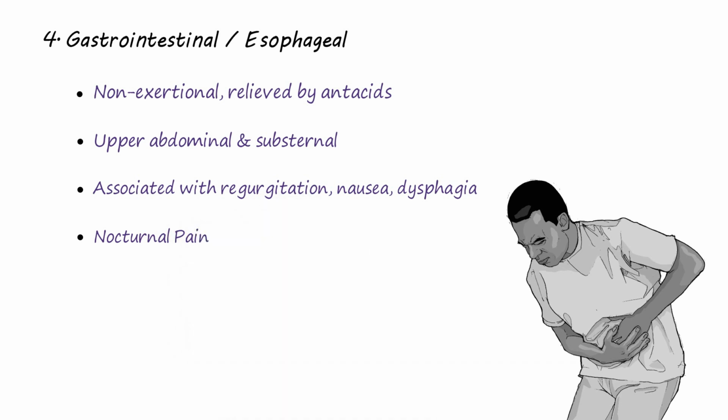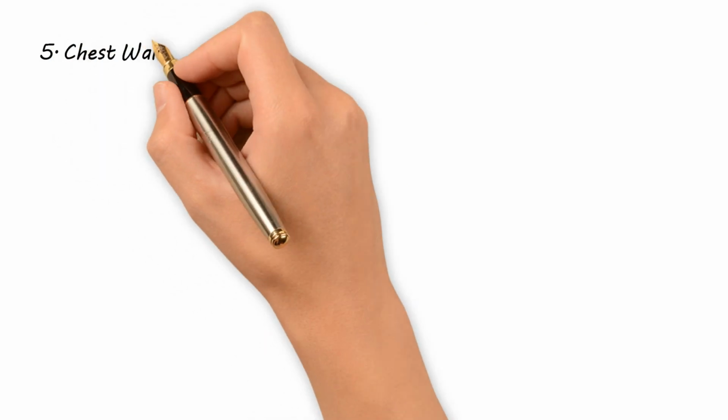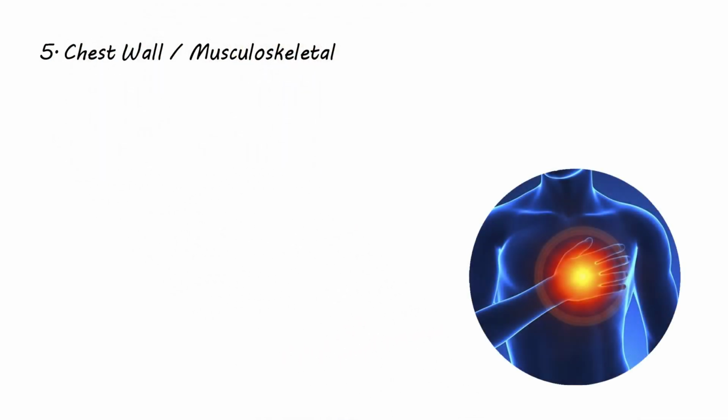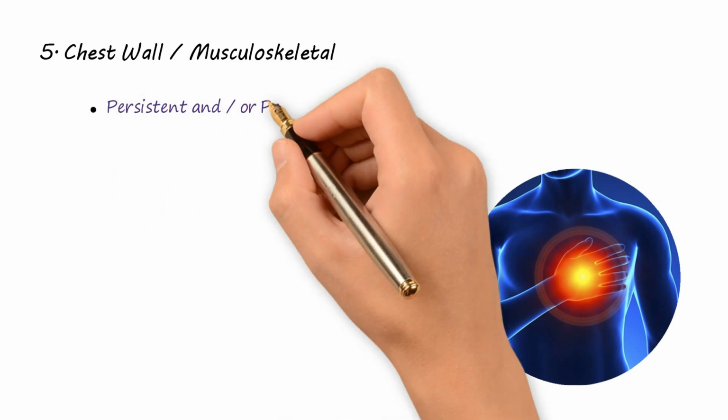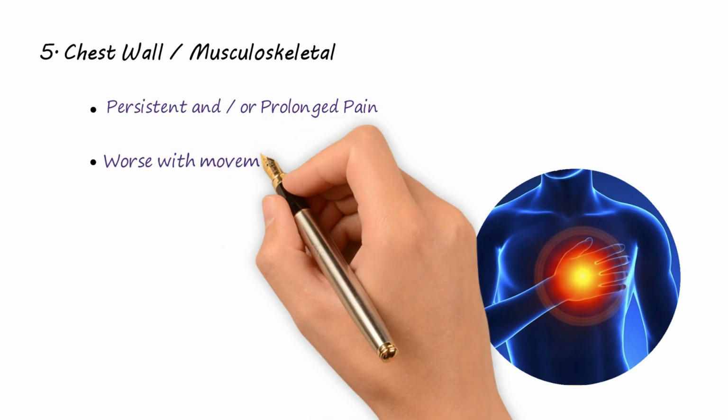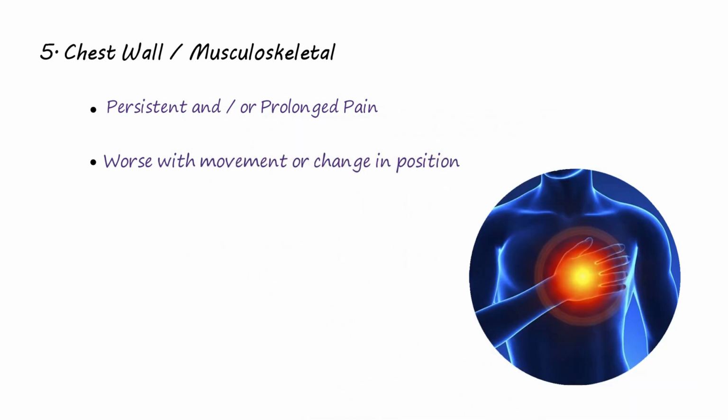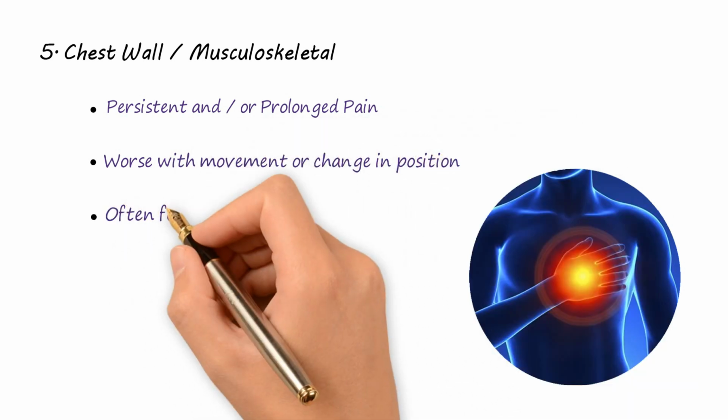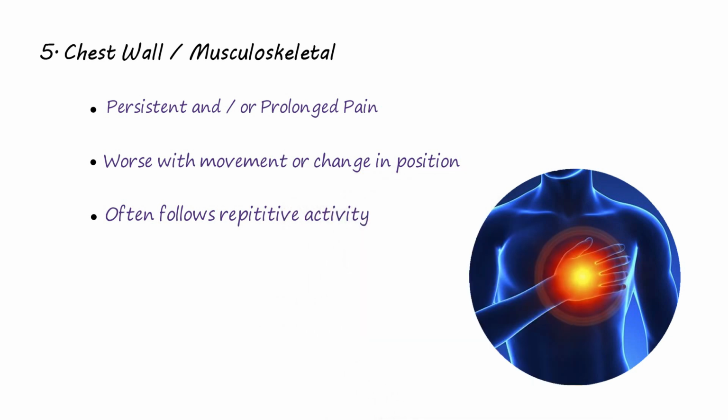Chest pain may be due to any damage or disease of the chest wall, which includes the skin, muscles, or bones of the chest. The pain is usually persistent and prolonged, and become worse with movement or change in position due to movement of muscles. It often follows repetitive activity.